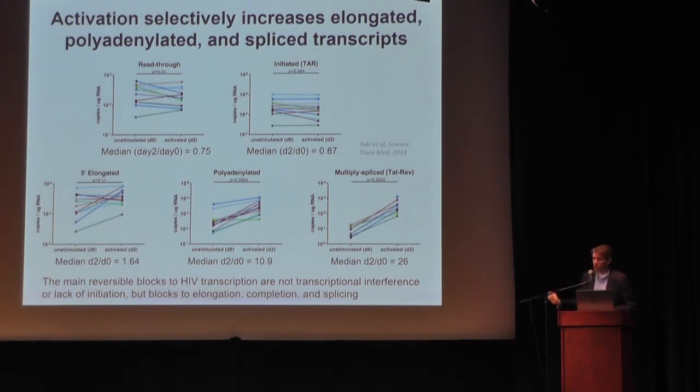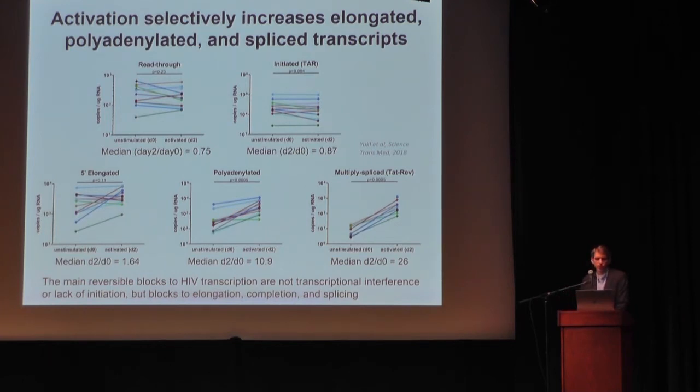Here, I know there's a lot of plots, but I'm basically showing you the data for each transcript separately. The y-axis is copies per microgram RNA, which is basically looking at the degree of HIV transcription relative to average cellular transcription. And then I have the unactivated day 0 and the activated day 2 with different colors for each patient. What we found is that activation didn't really have much effect on read-through transcripts, which are pretty similar between day 0 and day 2. To our surprise, activation did very little to increase initiated HIV transcripts, at least by this measure of normalization.